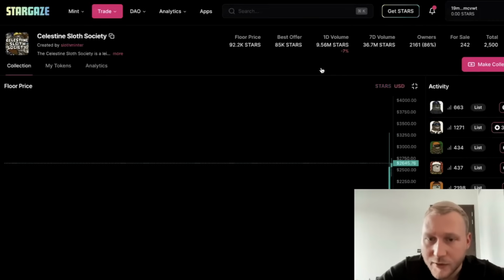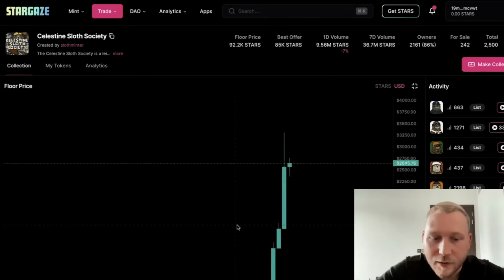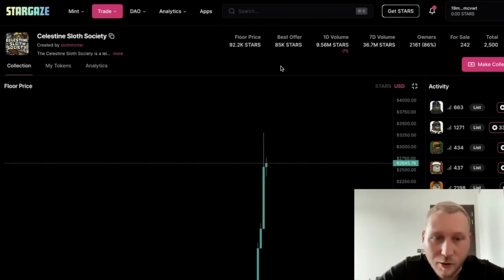And if you look at the floor price development, this is absolutely mind-blowing. It launched a couple days ago, 4 days ago, at 1 TIA per mint, right? 1 TIA per mint, which means $12 to mint one Celestine Sloth. And if you were a TIA staker, you were whitelisted for that. I obviously didn't get to mint any.